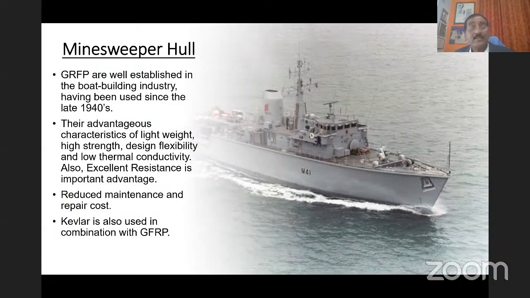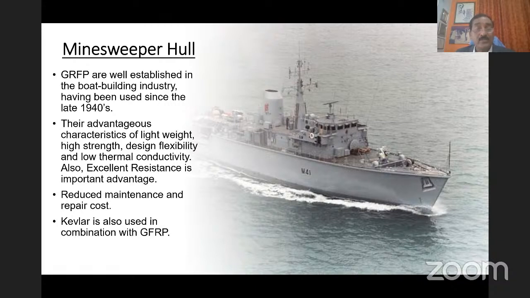as case studies, we have taken a mine sweeper, and more in the defense sector, the mine sweeper hull. GFRP is well established in the boat building industry, having been used since the 1940s. Its advantages and characteristics are light weight, high strength, design flexibility, low thermal conductivity, and excellent resistance. Reduced maintenance and repair cost are, as you mentioned, the advantages of composite materials in marine.